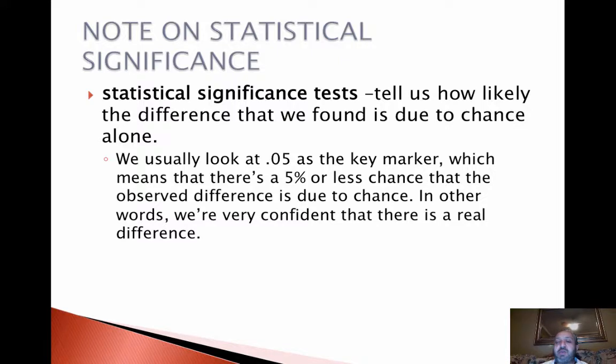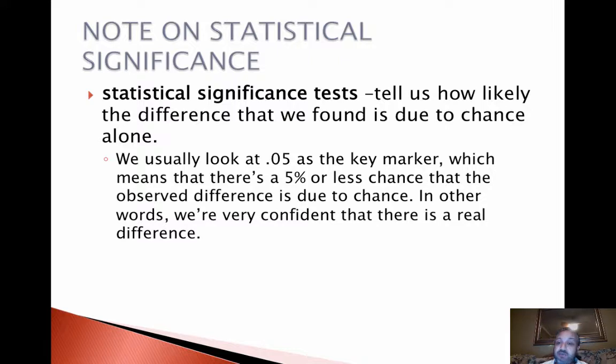And I'll explain later when we talk about experiments how you can guarantee that the groups are the same. But anyways, that's neither here nor there right now. So you found a difference, right? 4.3 versus, what did I say, 2.9? Is it a real difference or not?